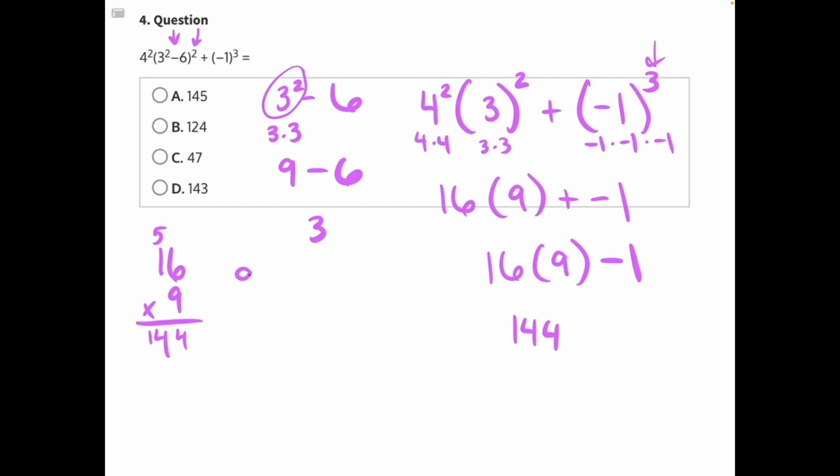You could say 9 times 6 and 9 times 10. 9 times 6 is 54. 9 times 10 is 90. When you add those two numbers together, you will get 144. Then we will subtract 1.